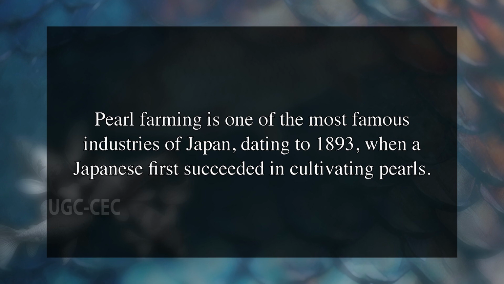Pearl farming is one of the most famous industries of Japan, dating to 1893 when a Japanese first succeeded in cultivating pearls. Under the skin of an oyster, the pearl farmer inserts a pearl nucleus, a small spherical shell fragment. It is wrapped in a piece of living oyster tissue.